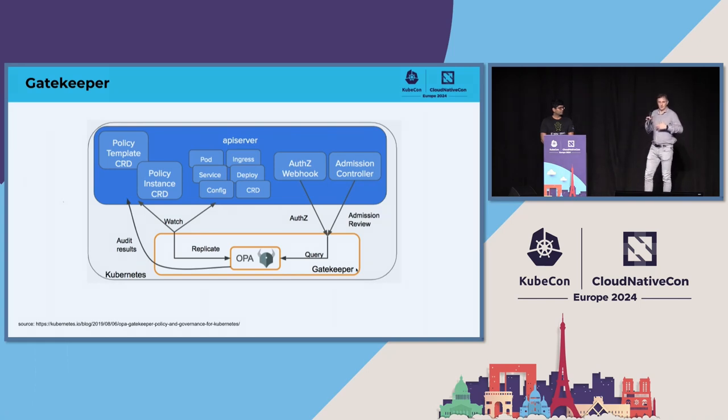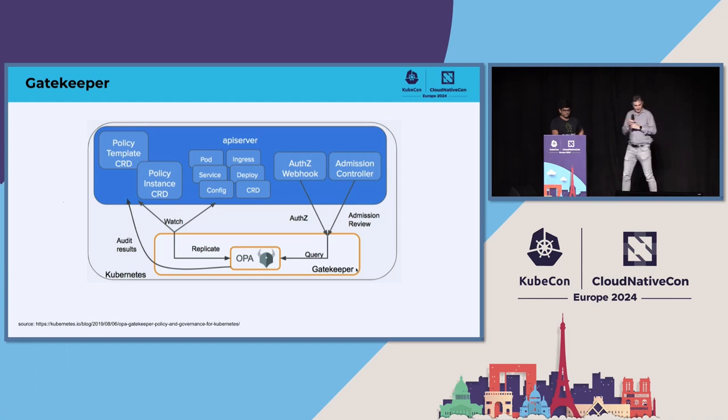So Gatekeeper defines an admission webhook that will be executed each time we try to deploy a certain resource inside of the cluster, right? That webhook, in Gatekeeper's case, will query OPA with the actual resource and try to figure out if we are allowed to deploy that resource based on the policy that we defined, right?